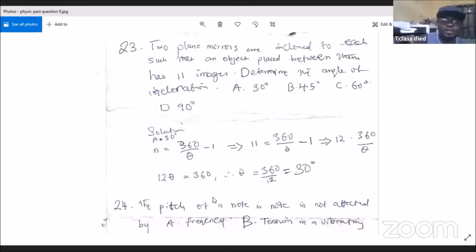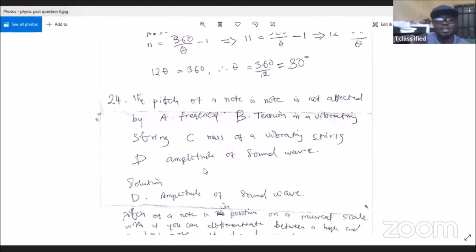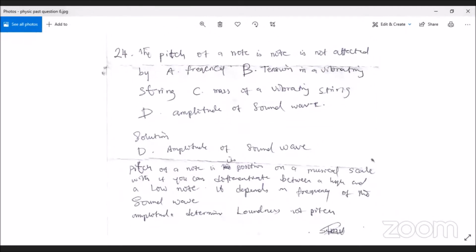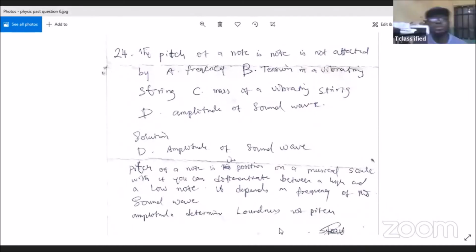Okay, so let's move forward. So let's look at number 24. The pitch of a note is not affected by A, frequency, B, tension in a vibrating string, C, mass of the vibrating string, D, amplitude of the sound wave.